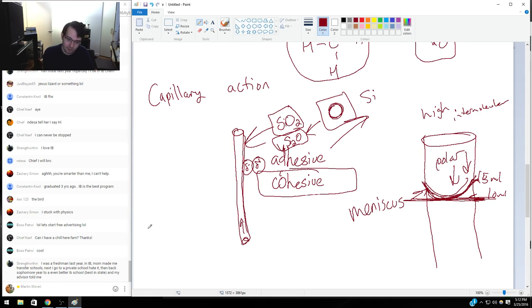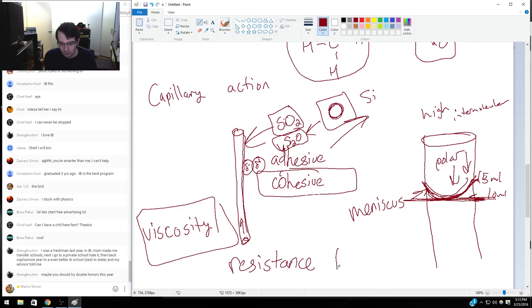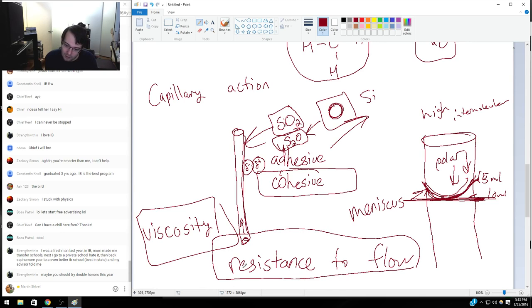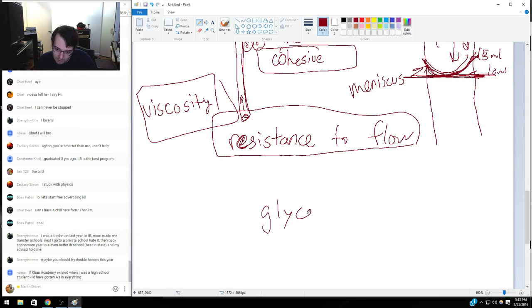Viscosity is another property of liquid, and then we can move on from liquids. Viscosity is resistance to flow. It's like Jay-Z. Resistance to flow. He's resistant to other rappers' flow. That's viscosity. Just kidding, of course, but some liquids are very viscous, like glycerol.